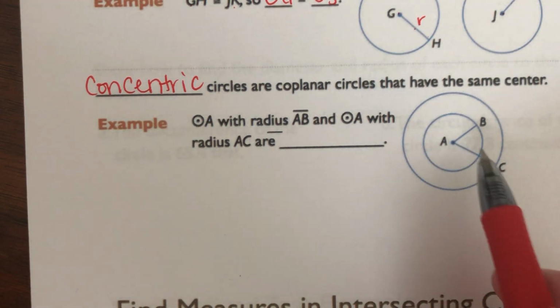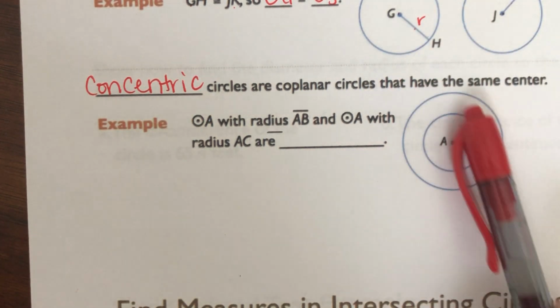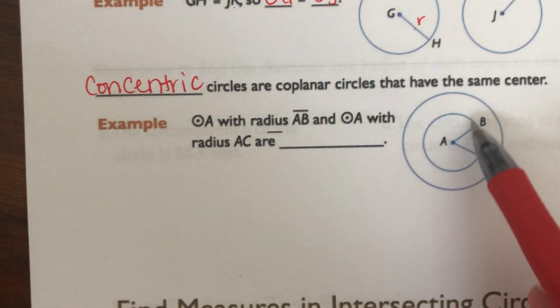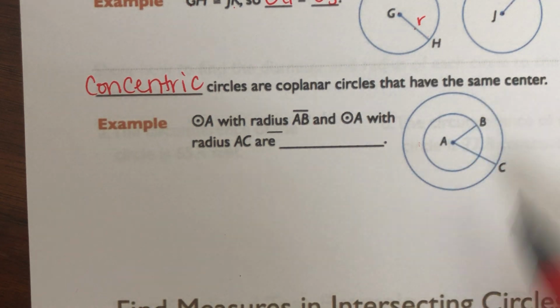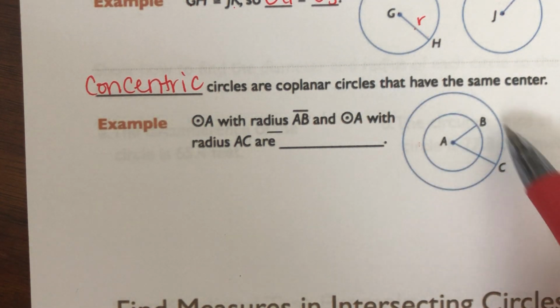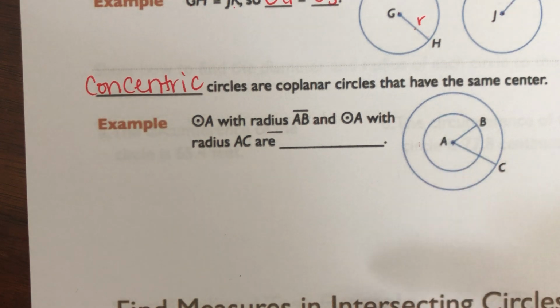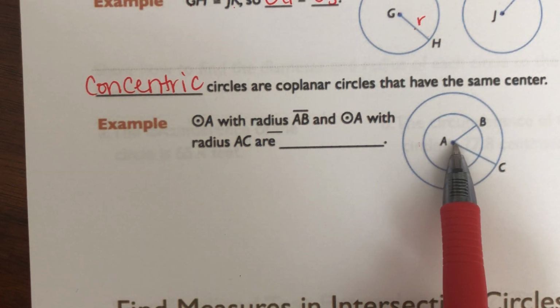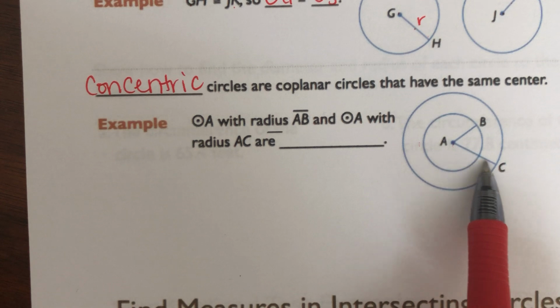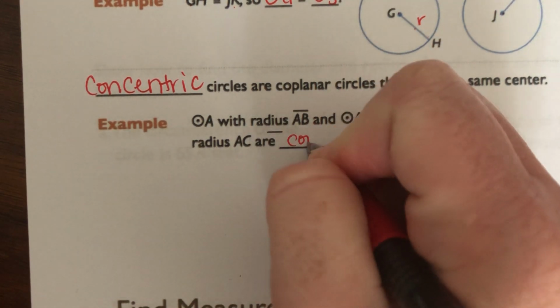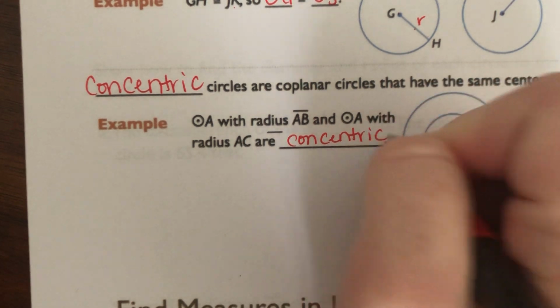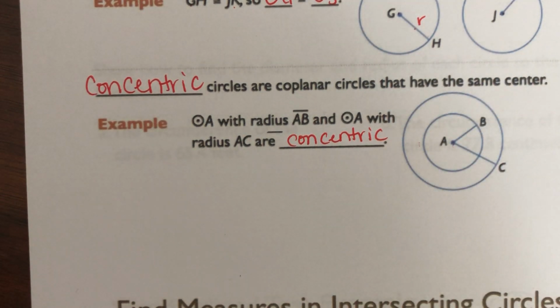So here we have 2 circles. We have circle A. Just ignore the bigger circle. Look at this smaller circle here. We have circle A with a radius of AB, right? And then we also have this bigger circle, and that's also circle A because it has the same center, but it has a radius AC. So it's got a bigger radius. So circle A and circle A, they're both circle A, but they're different sizes, right? So we call these 2 circles concentric when they're different sizes, but they share the same center.